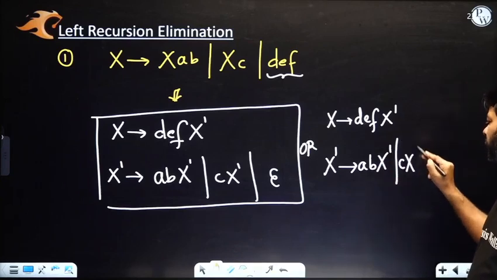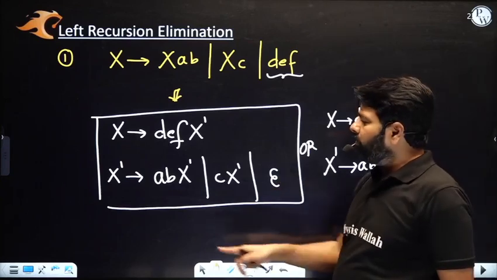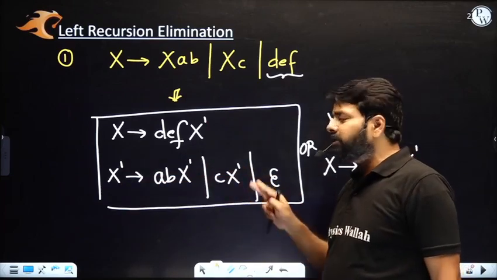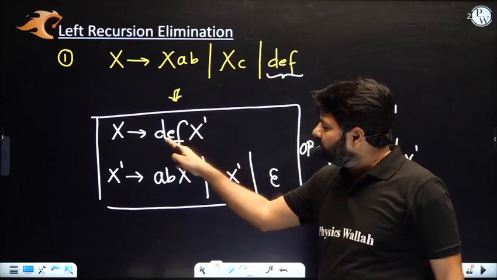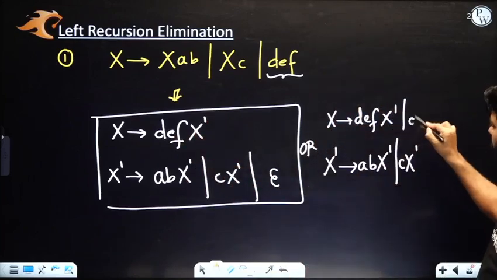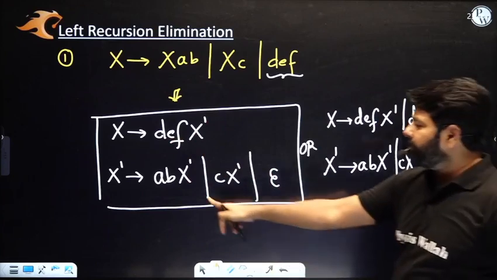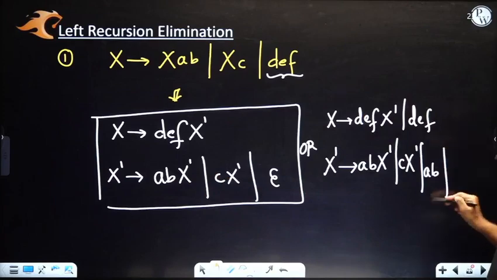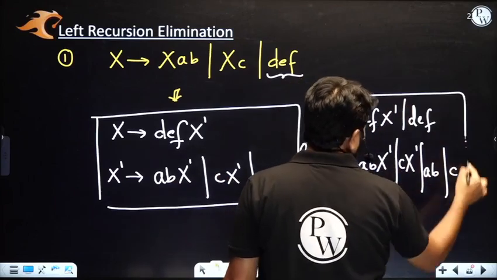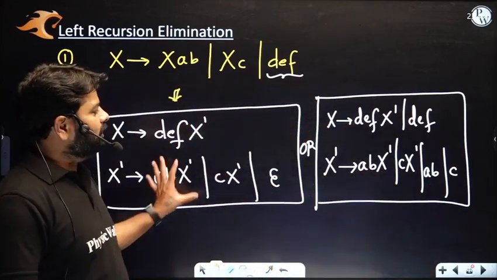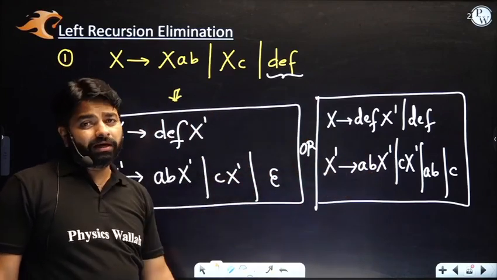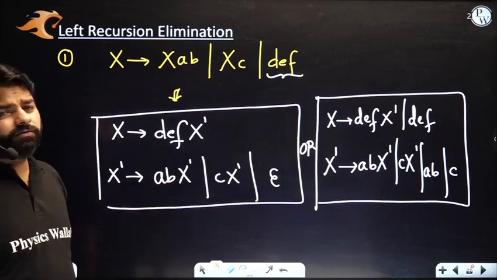Now what you do when you eliminate this epsilon, that means X' to epsilon you are eliminating. So wherever X' is there, put epsilon there. If you put epsilon here, you get def. So you need to add an extra production here. That's it. If you put epsilon here, ab you get, add here itself. I am adding here itself, ab. If you put epsilon here, you get c. And this is also a right grammar without a left recursion. So either you can write this one or this one. This is with null production, this is without null production, but both are not having a left recursion. So this is the first example.